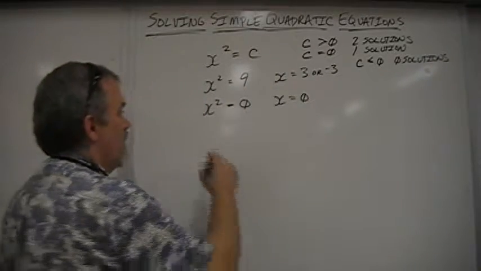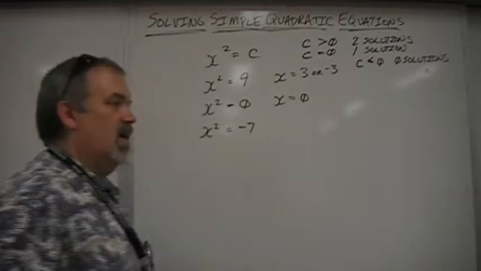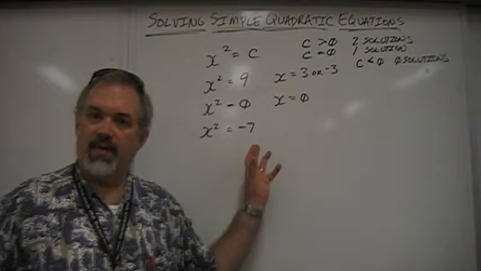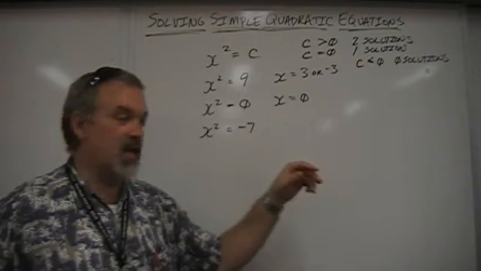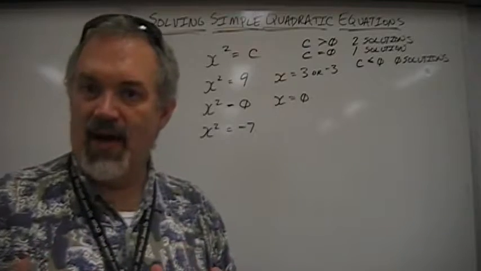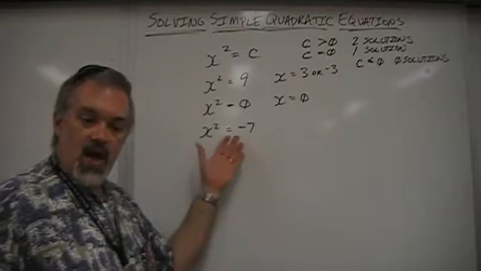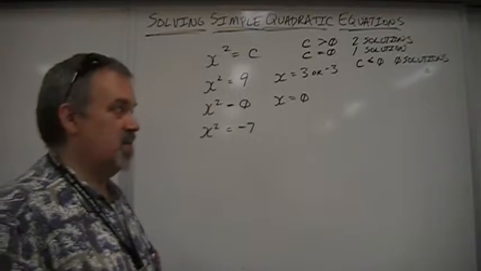So, for example, we have x squared is equal to minus 7. There's nothing that we can think of until we get to complex numbers in several years. There's nothing that we have that can multiply by itself to give us a negative number. So this will give us no solutions. There are no solutions to these problems.